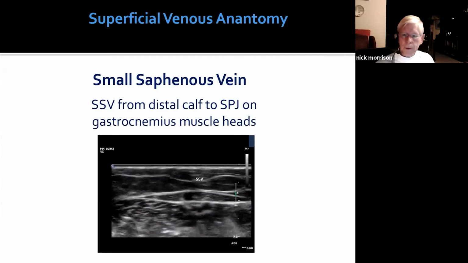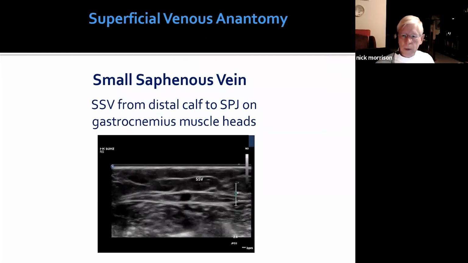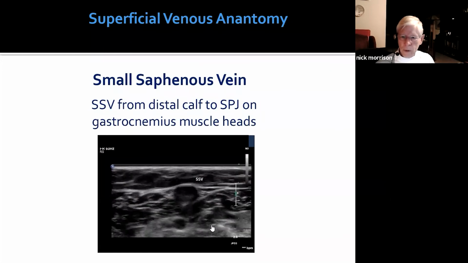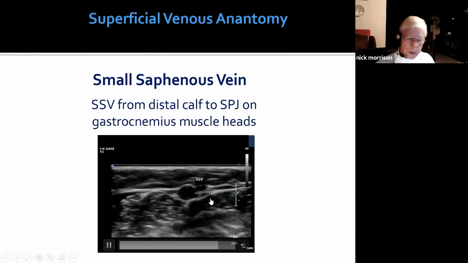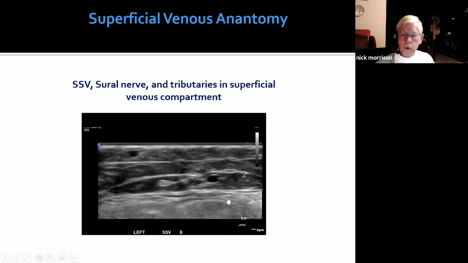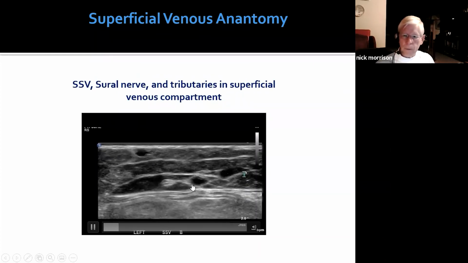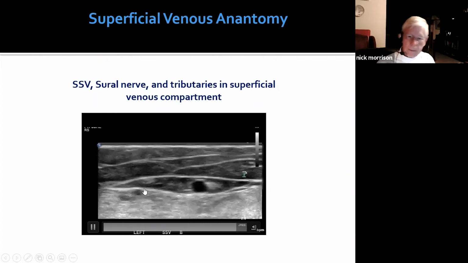And the small saphenous vein, again, from the distal calf to the SPJ, it rests on top of the gastrocnemius muscles, so you can see that's where it is, well, within a well-defined sheath. And then that sural nerve is very close to the vein, the further distal as you go. This is going from distal to proximal and moves away from the vein.